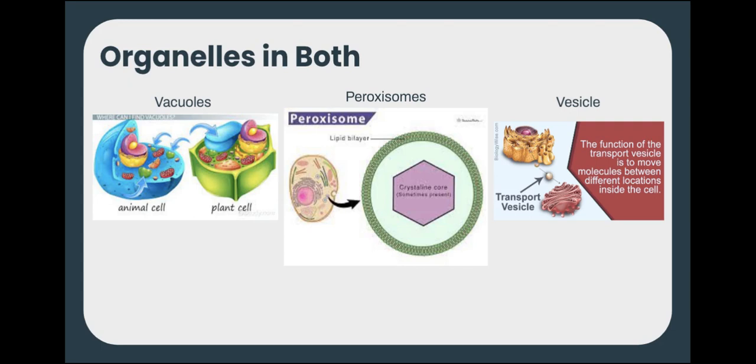Finally, the vesicle. The vesicle is an organelle that's used to transport molecules. As I said before, the Golgi apparatus helps with transportation, and the vesicles are the ones that pack up those packaged proteins and bring them to other parts of the cell wherever they're needed.